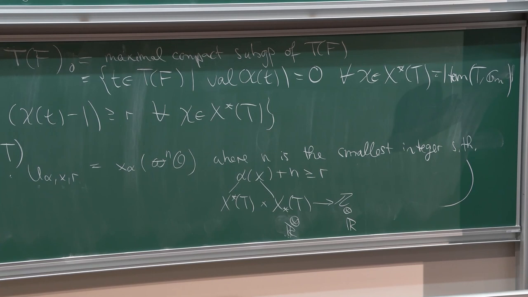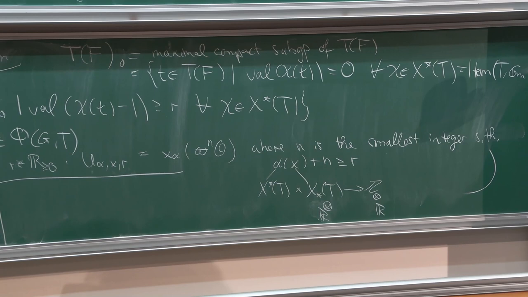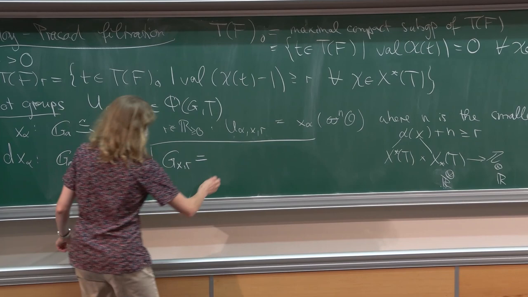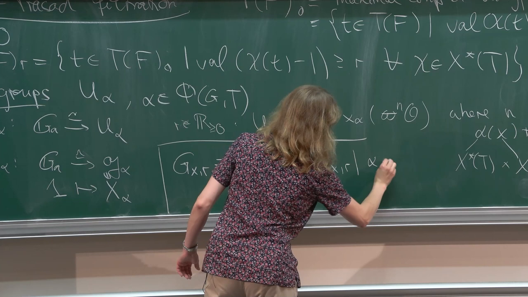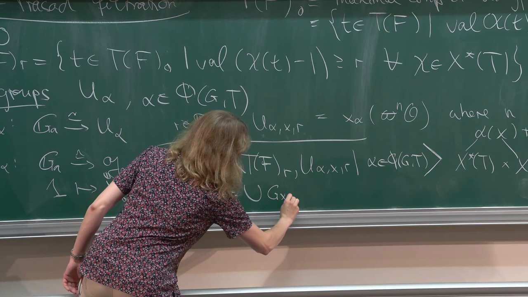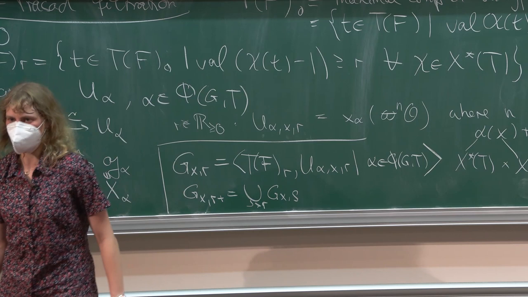And then the last bit. And I said, really, work out examples, and then it becomes clear what's happening. The final definition now is that G_{x,r}, the Moy-Prasad filtration subgroup attached to the point x of depth r of the group G, is the group generated by the r filtration subgroup of the torus and the U_{alpha,x,r} for all alpha. And last bit of notation, G_{x,r+} is the union over all the filtration subgroups G_{x,s} for s greater than r. So it's just G_{x,r+epsilon} for some very small epsilon.